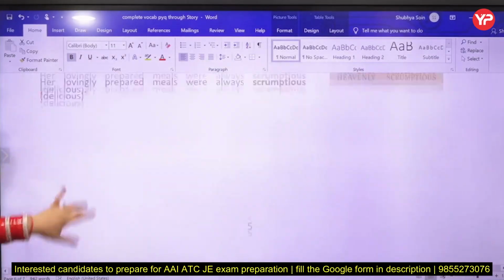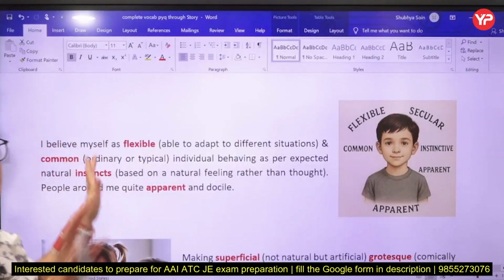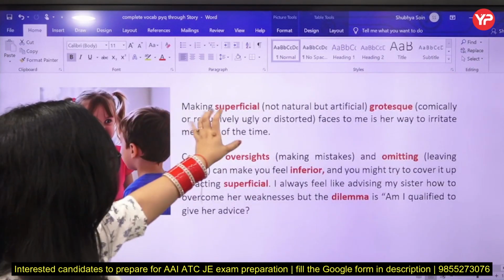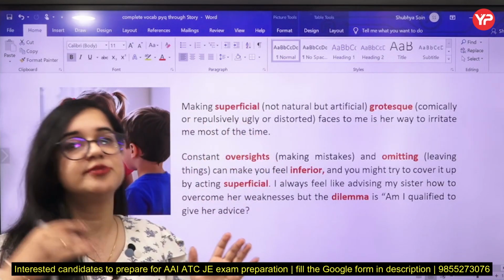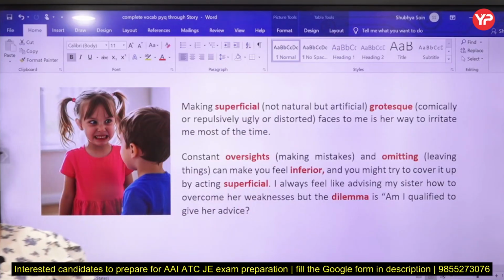So I hope that this much story is clear, where he has narrated, my father is like this, my mother is like this, my sister is this one, and I am the person who is just a very common and ordinary person. Making superficial, that is, superficial is not natural. So all the red highlighted words are the words which are asked in the vocabulary. Making superficial, not natural, something that is just artificial, right?